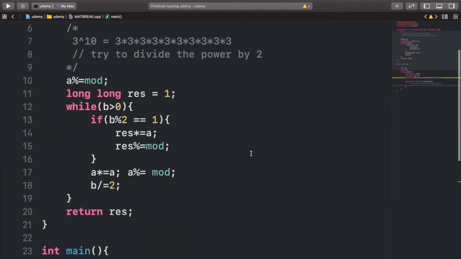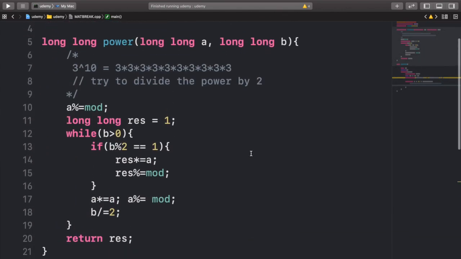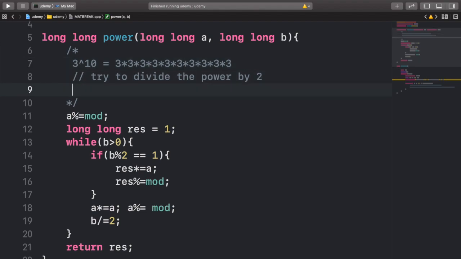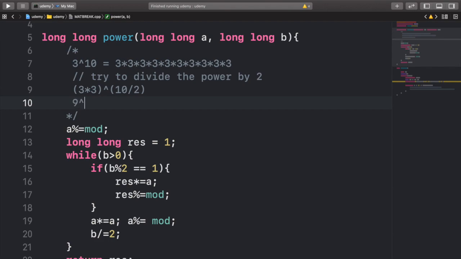And so I already wrote the function for this up here. And so let me explain how this works. So the idea is that at each point, we want to try to divide the power by 2. So let's say we have 3 to the power of 10, and we wanted to calculate this value. Then that would be 3 times 3 times 3, and so on 10 times. So the idea is that we can simplify this to being 3 times 3 to the power of 10 divided by 2. So that would be 9 to the power of 5. And so here we keep on dividing the power by 2, and so we keep on simplifying the power.